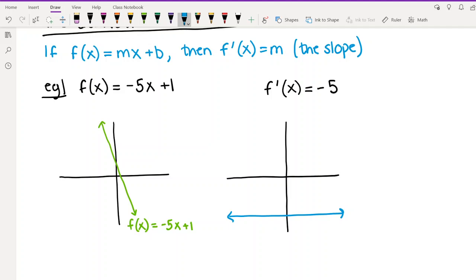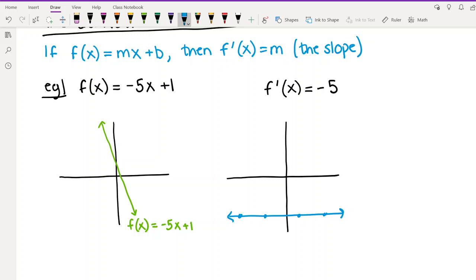So why does this kind of graph make sense? Well, notice that no matter what x value you go to on the derivative, it's always at the same height, right? No matter what number you plug into this derivative function, you always get negative 5. f prime of 1 is negative 5, f prime of 2 is negative 5, f prime of negative 3 is negative 5, f prime of 100 is negative 5. That's the way constant functions work. No matter what x value you plug in, you always get the same output.